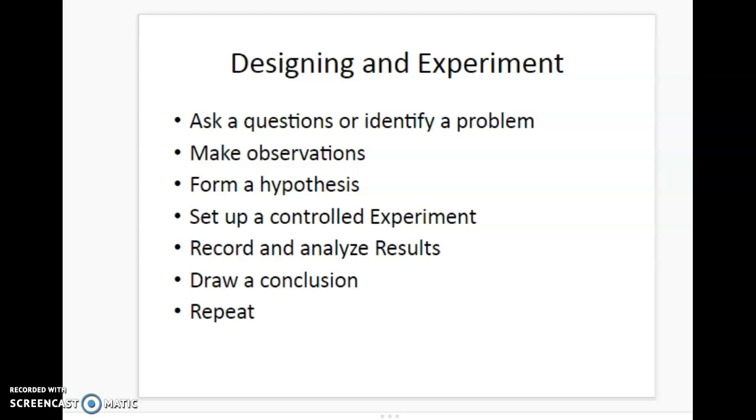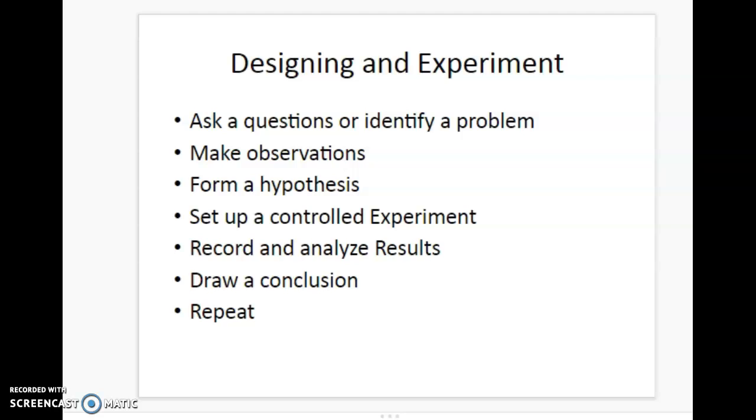First, we talked about this. You have to ask a question. You have to ask a scientific question. It can't be based on opinions. It needs to be testable. And then from there, you're going to make some observations. From an observation, you form a hypothesis in an if-then statement. Now we're going to talk about the controlled experiment.